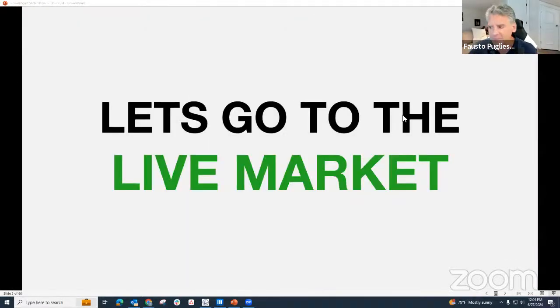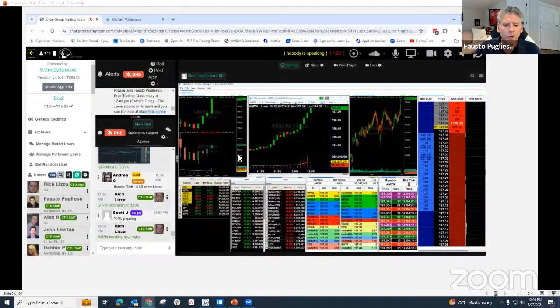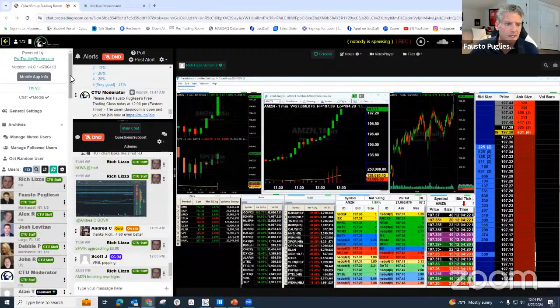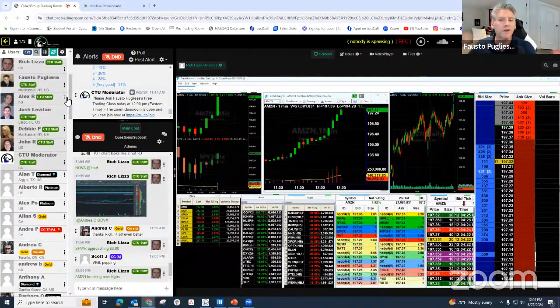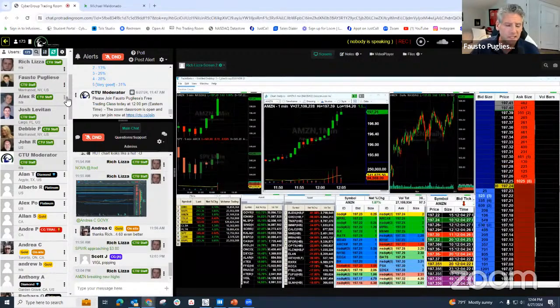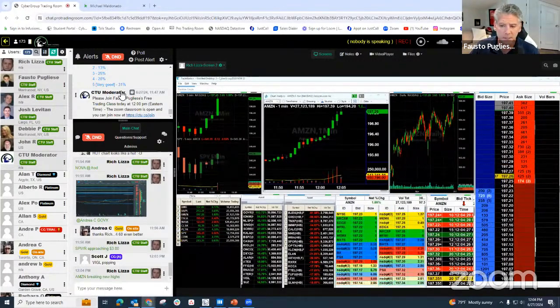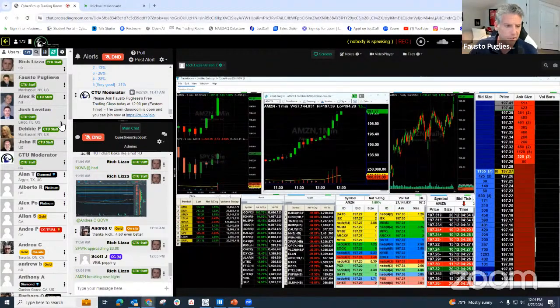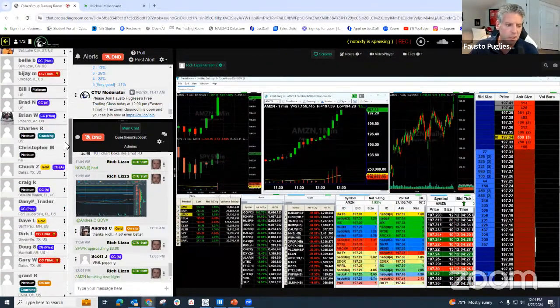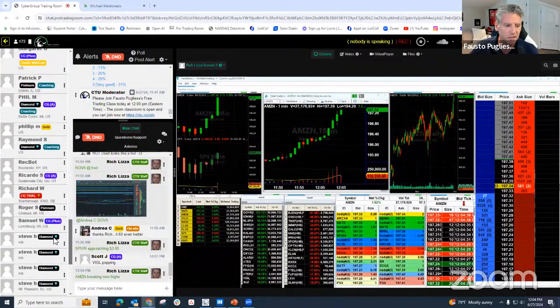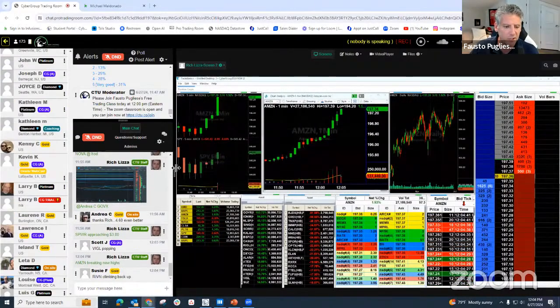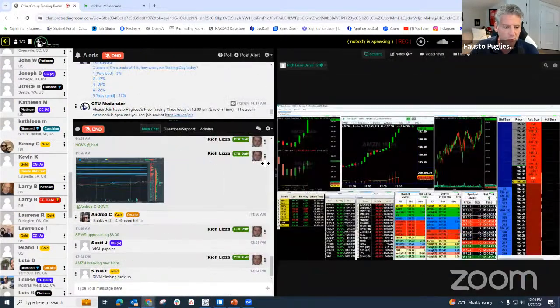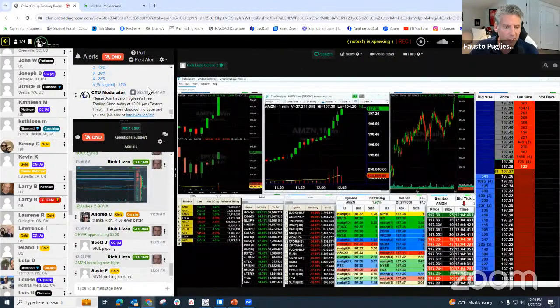Now, let's go into the live markets really quick and show you what's going on. Right here, this is our professional trading room. I'm going to invite every single one of you to come into this trading room. On the left-hand side, these are our traders. Our students are all in here on the left, and you can see there are hundreds of them. Right here in the middle, this is our trading room chat room, right up here on top.